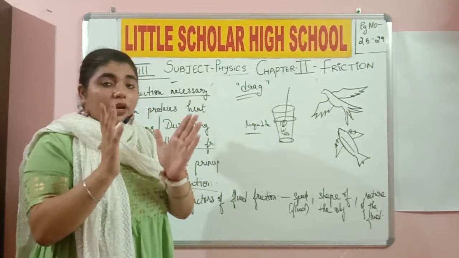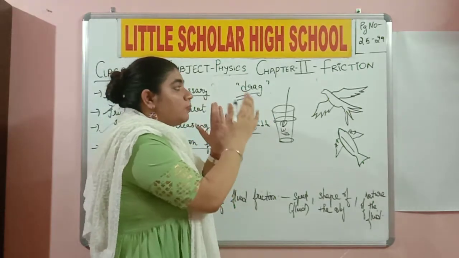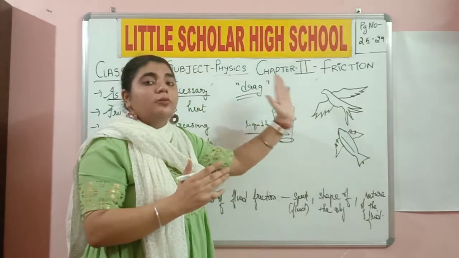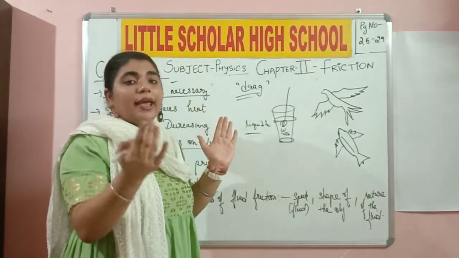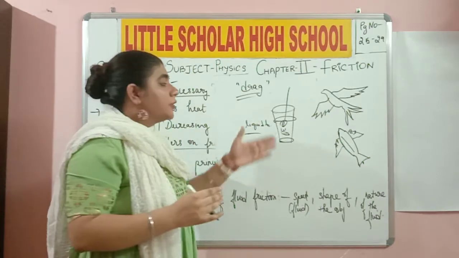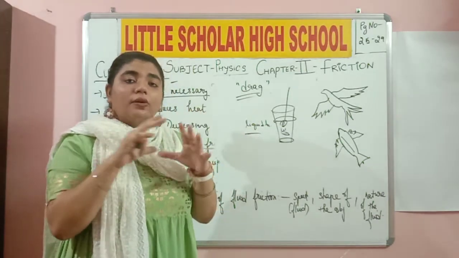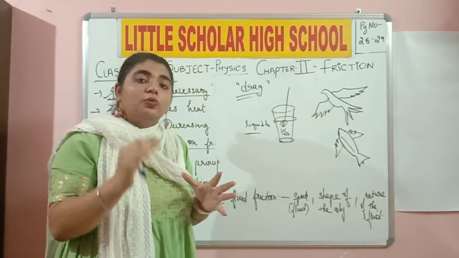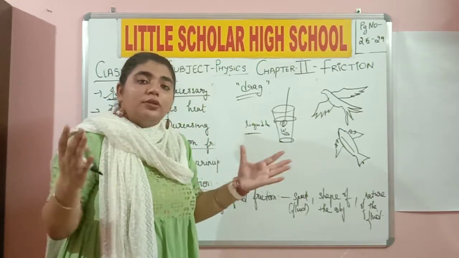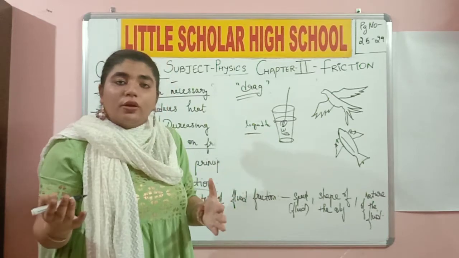So you should understand that the shape or the body of the bird helps it in landing and moving in the air. The similar thing happens with the fishes also. They have a certain structure, a certain shape which helps them in moving inside the liquid. What is the liquid over here? The sea water or the ocean water?